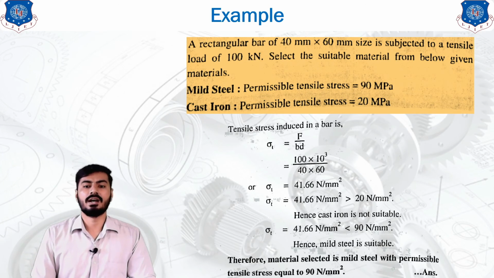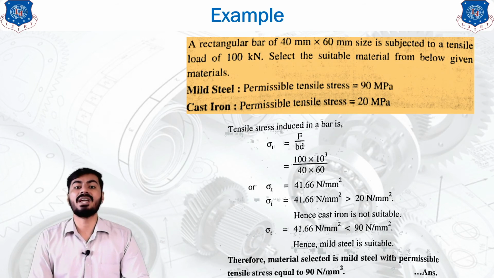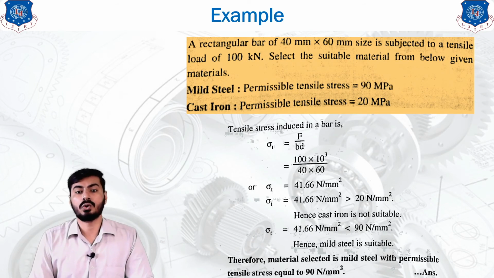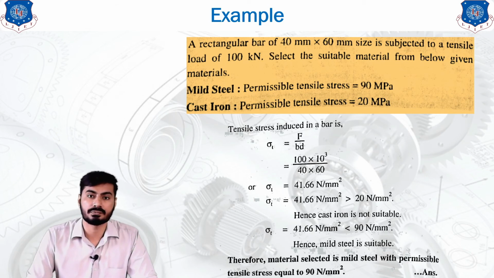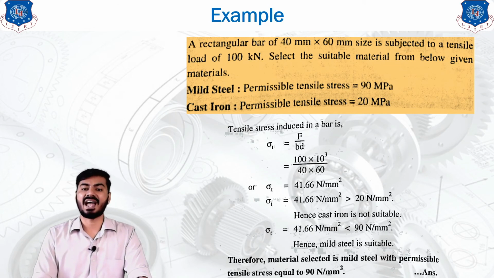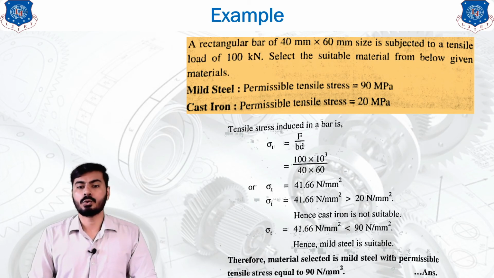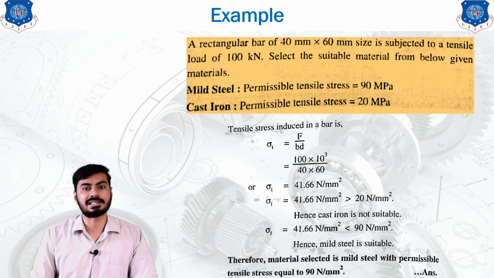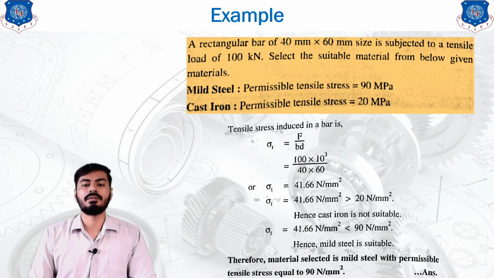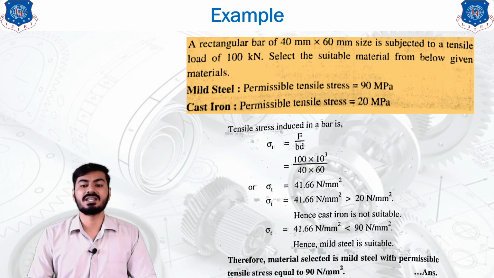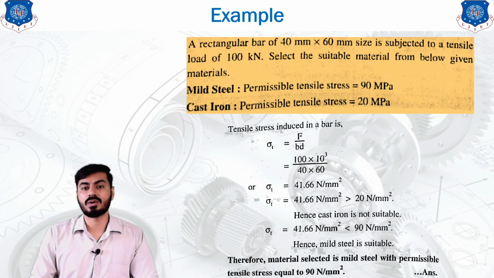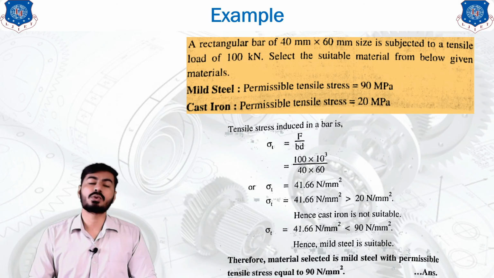Now we will see the maximum tensile stress based on the working condition. We will calculate it from the equation force upon area. So force is F upon B into D. So force F equals 100 into 10 raised to 3 divided by 40 into 60. If you calculate using the calculator, you will get the tensile stress as 41.66 Newton per mm square. Now compare this 41 Newton per mm square with the permissible tensile stresses of the materials.